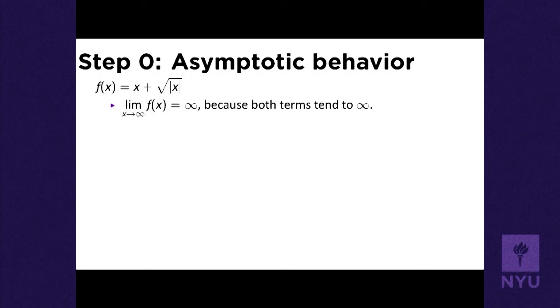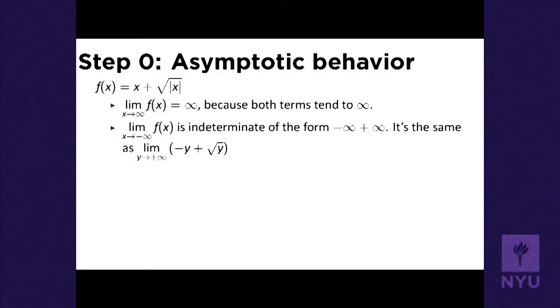Because x goes to infinity, and the absolute value of x will go to infinity, so the square root of the absolute value of x will go to infinity, and so the sum of the two things will go to infinity. What is the limit as x goes to minus infinity of f of x? Well, then this is not so clear.